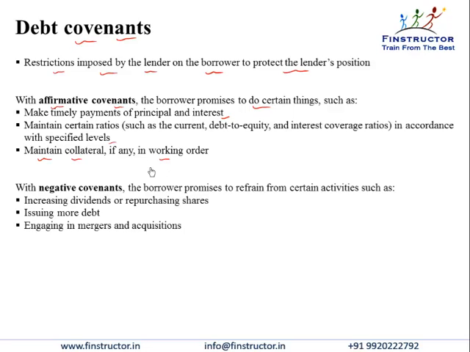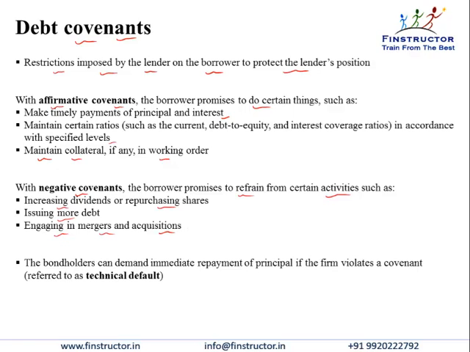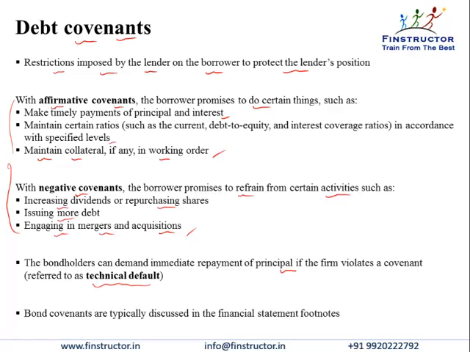Similarly, negative covenants require the borrower to refrain from certain activities, such as giving out a lot of dividends or repurchasing shares, issuing more debt, engaging in mergers or acquisitions, while it still has debt outstanding from you. If any of these covenants is violated, the bondholders can demand immediate repayment of the principal, and this is referred to as technical default, the violation of any of these covenants.